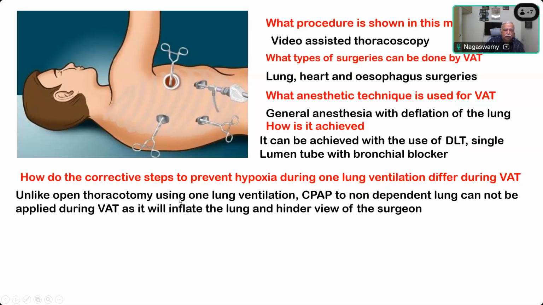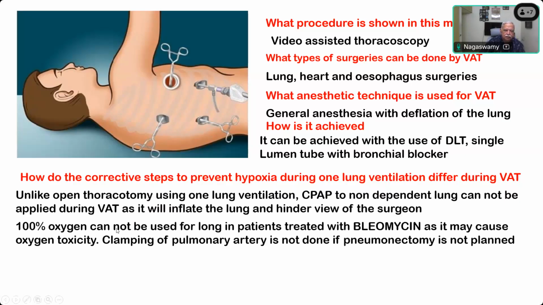But unlike open thoracotomy using one lung ventilation, CPAP to the non-dependent lung cannot be applied during VATS, as it will inflate the lung and hinder the view of the surgeon. So that is the only drawback, the only step that cannot be done. And 100% oxygen cannot be used for long in patients treated with bleomycin, as it may cause oxygen toxicity. And clamping of the pulmonary artery is not done if pneumonectomy is not planned during a VATS procedure.